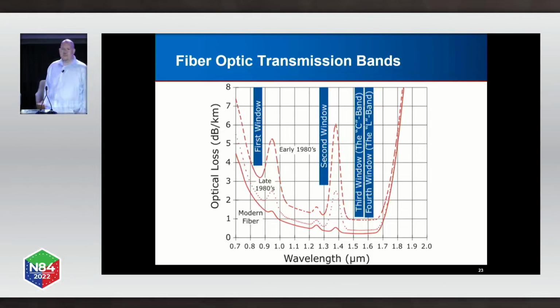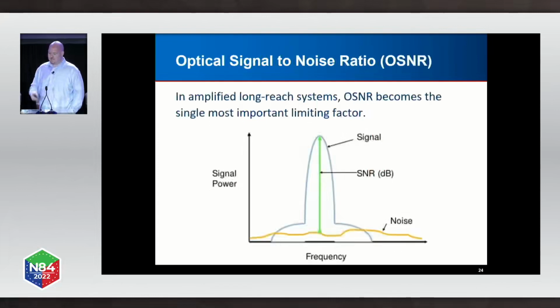When you're designing a system, it might be the difference between needing to put a hut every 80 kilometers or every 60 kilometers, which doesn't seem like it would be that big a deal, but that becomes really expensive really quickly. So you try to get the most efficiency out of your fiber possible, and that's why we target the bands that we target.